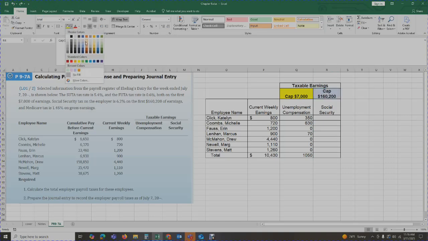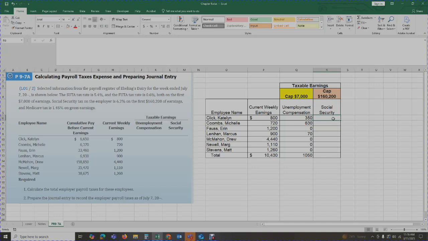Social Security. Now for Social Security, we just have to remember that our cap is $160,200. What does that mean? That means that we're going to pay Social Security taxes until we reach that cap. Anything above $160,200 will not be taxable, okay, for Social Security tax purposes.